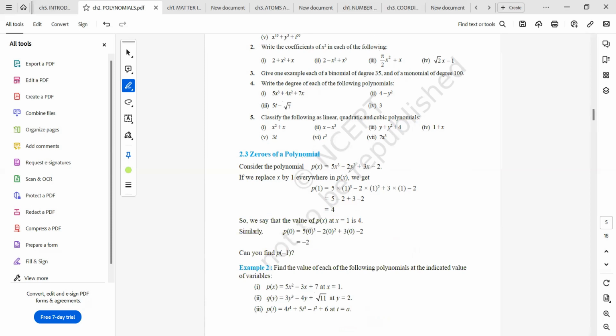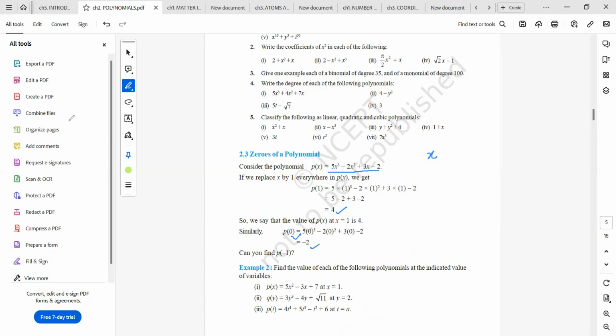This is our equation, and here x is the variable. So what value of x should we put so that it becomes 0? If you put 1, then you will get the value as 4. If you put 0, then you get the value of just minus 2.